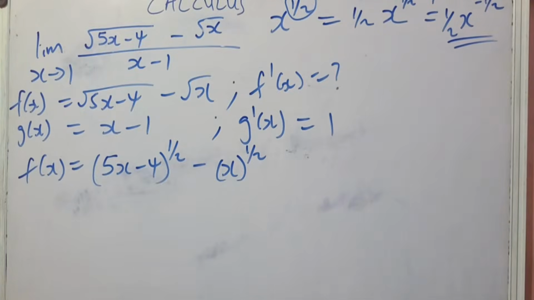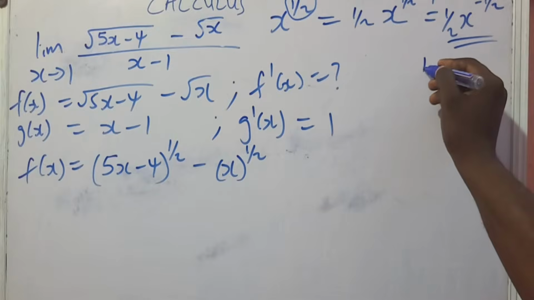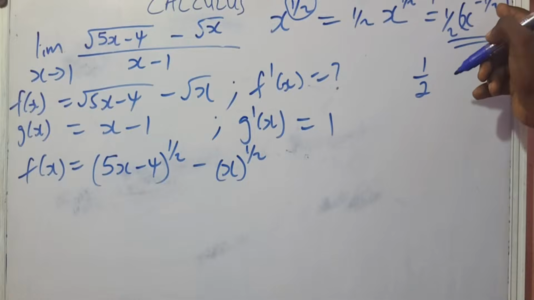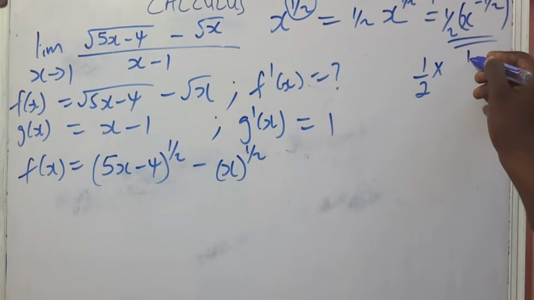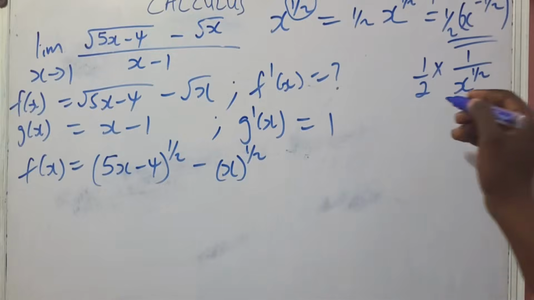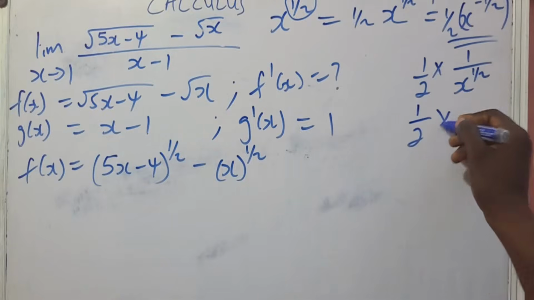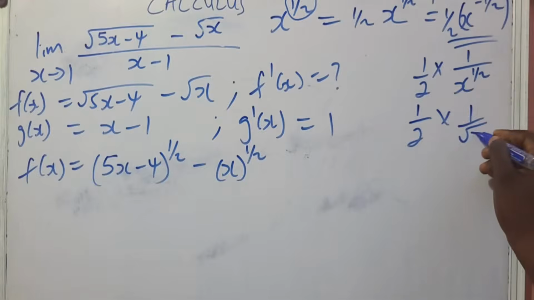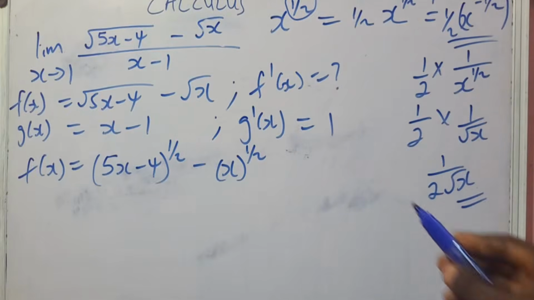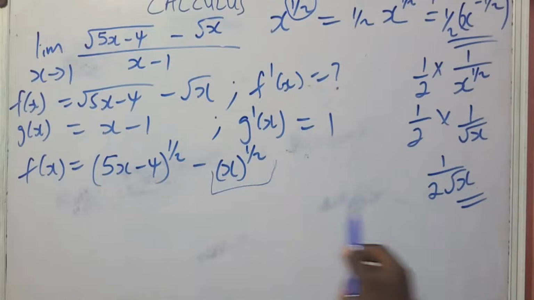This is the answer. Of course, it can be written in a better way. If I write it as 1 over 2, now this x raised to power minus 1 over 2 can be written as 1 over x raised to power 1 over 2. I hope nobody is lost in what I'm doing. Then you can write it as 1 over 2 times 1 over square root of x. This will be 1 over 2 square root of x. So the derivative of this part, this is the answer.